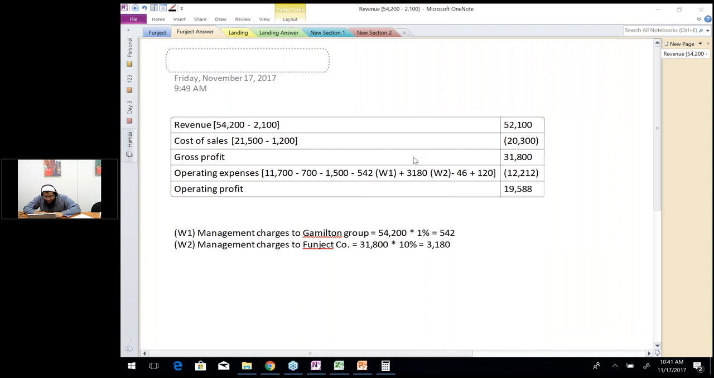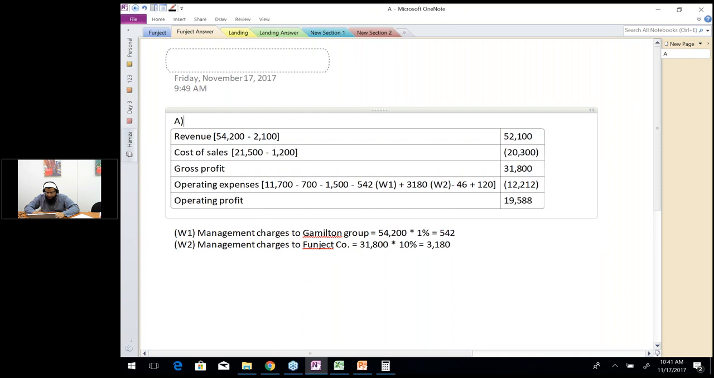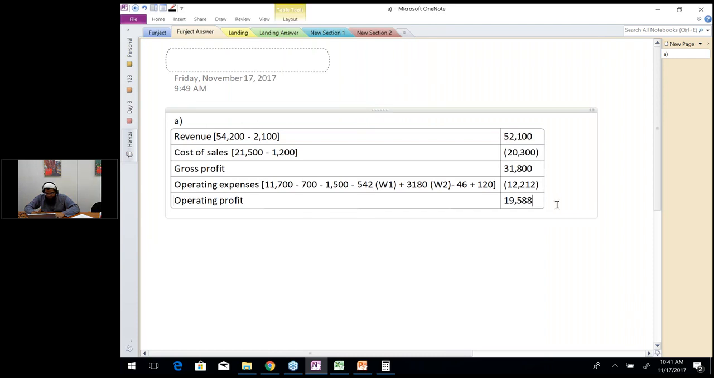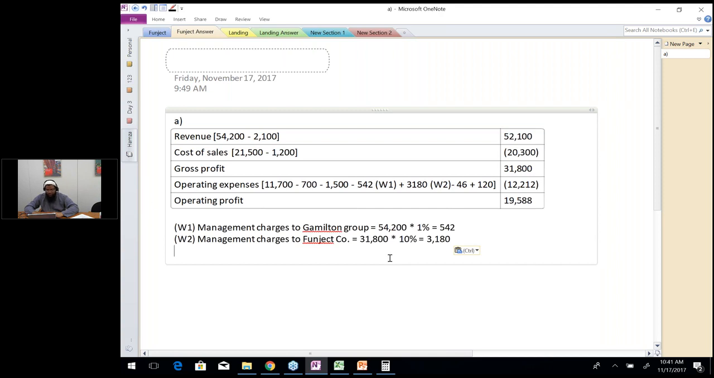Shiza is saying 19588. Thank you, Shiza. So now requirement part A is complete. So this was the entire requirement part number A.